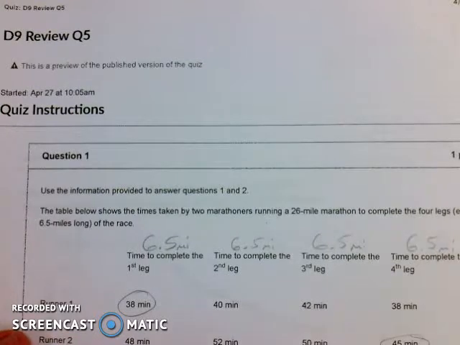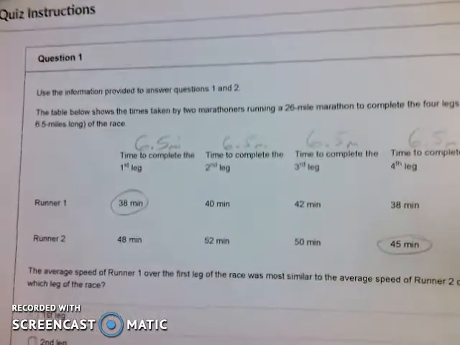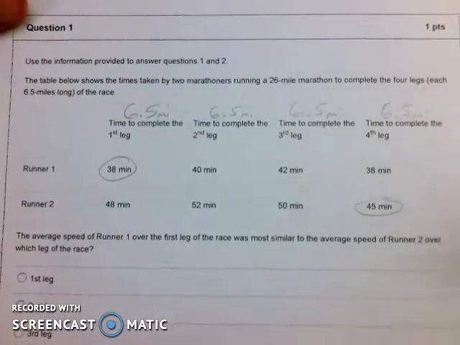All right, here we are. Day 9, review Q5. I believe there's 10 questions in this one. I went ahead and worked a couple of them out, so we can just talk through them quickly.